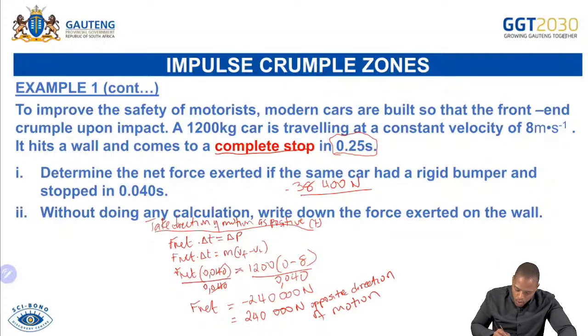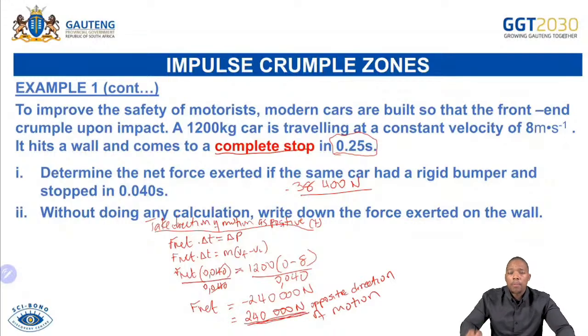Looking at the numbers, the force exerted on the car with a rigid bumper is 240,000 newtons, while the force exerted on the car with a crumple zone is only 38,400 newtons. You can see the difference between the forces is huge. A car with a crumple zone is much safer on impact than a car that has rigid bumpers. That's the reason why we are talking about why cars are being made softer.